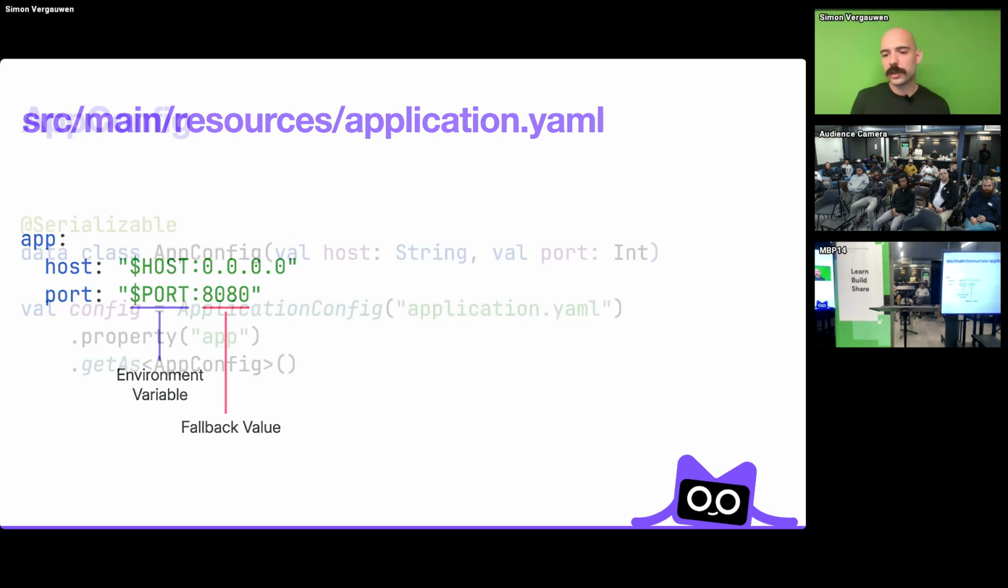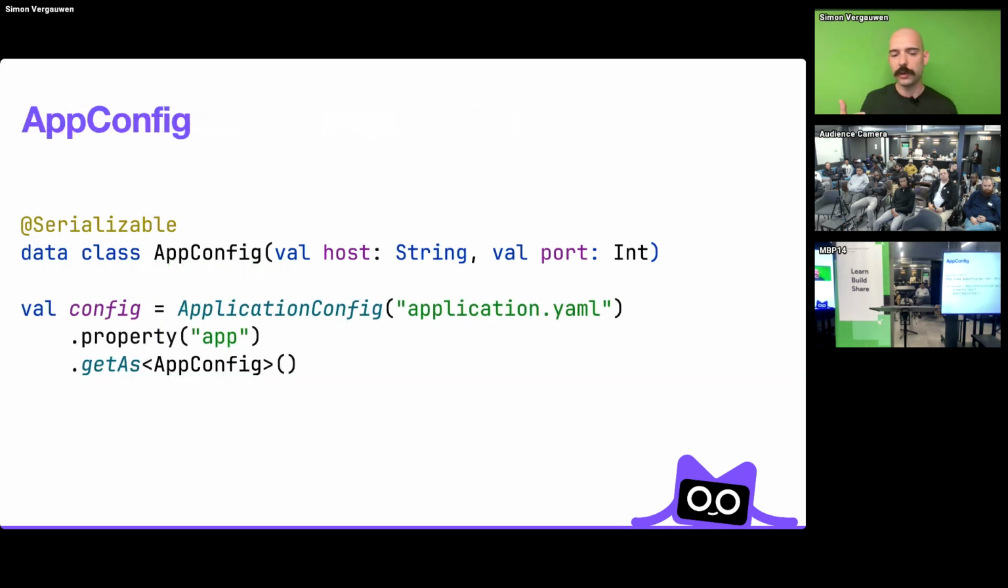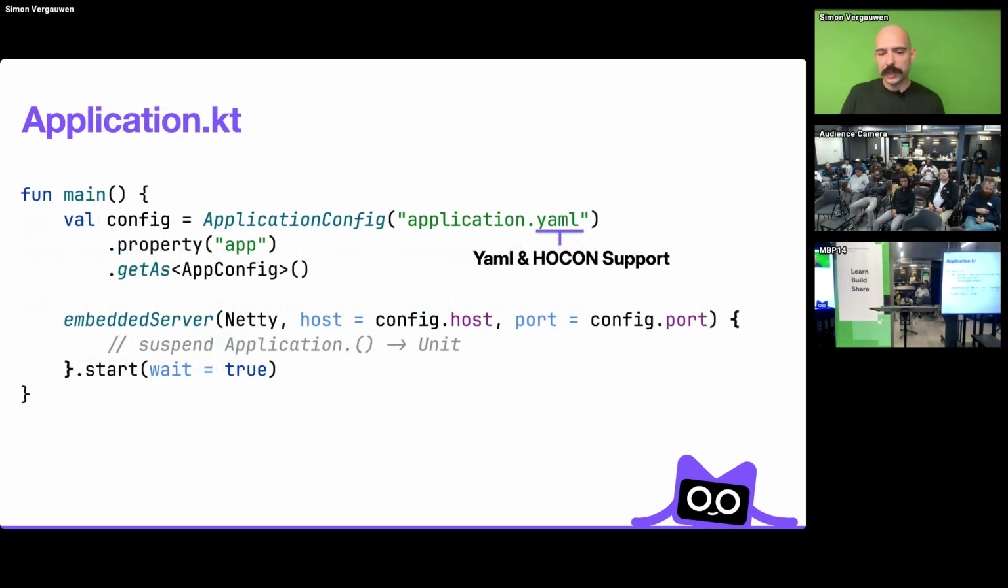So how do we work with these values? Well, we can very easily load the application config file from the project's resources, and it will automatically load the environment variables where and when needed, and we can simply turn that into a data class that has the same key value pairs as our application file. Right? So this is quite straightforward. This relies on Kotlin serialization to go from the application YAML or HOCON file to our typed configuration. So as I already mentioned, multiple formats are supported.